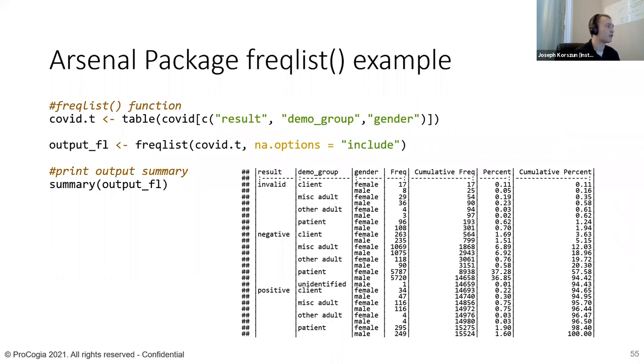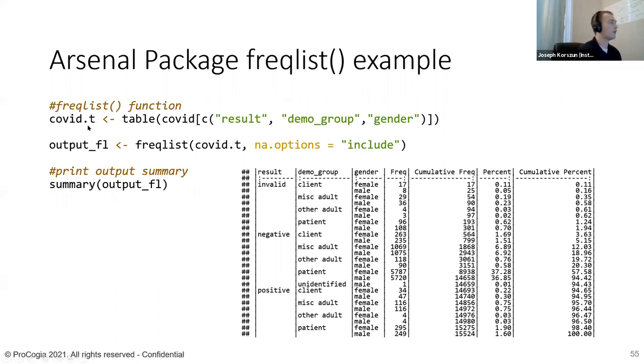So, continuing the freq list example, we're going to use the freq list function to define a table, right? You can see up here we have a table function. So we're creating a table in the background and assigning that to a given object. And then we can call the freq list to get the summaries of those tables. You can see we have the summary function in R, but the summary function is generally used to give summarizations of data frames and tibbles, right? Here it's being used a little bit differently.